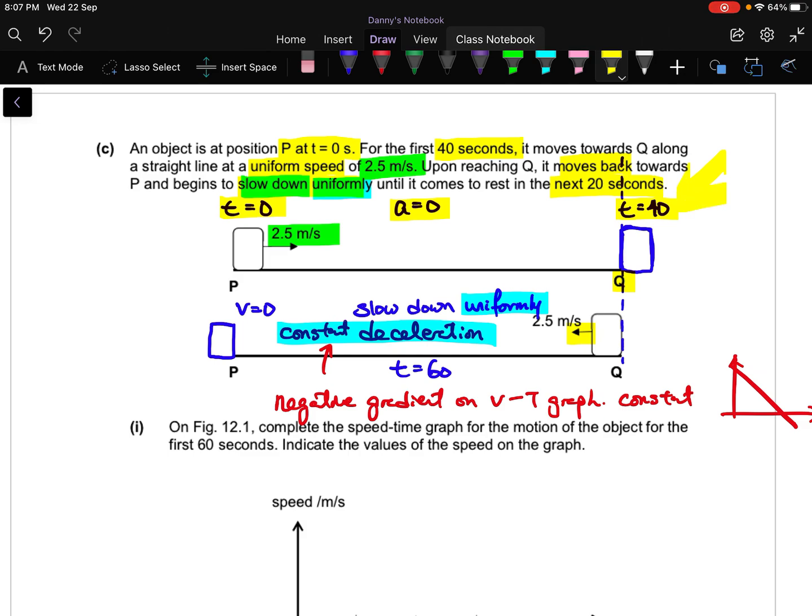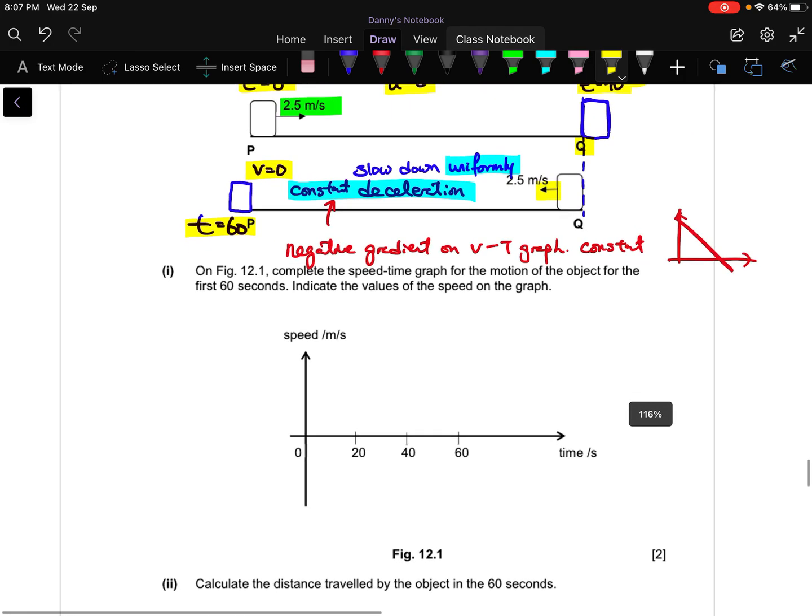So I am at 40 over here. That means by t equals 60, I should write my thing over here. When t equals 60, I should come to rest, right? It says come to rest. So this is how I get all my values.